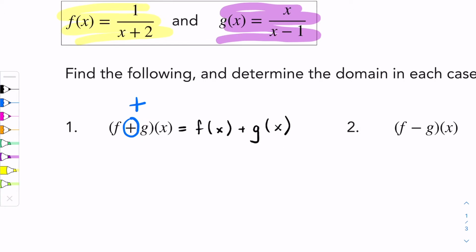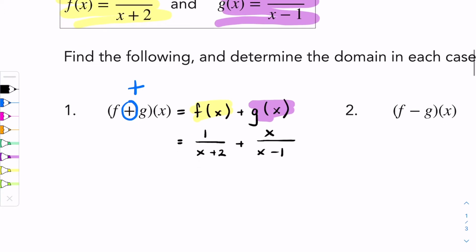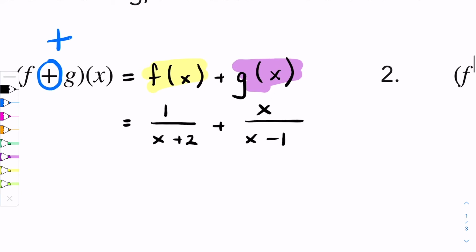We know that f of x is equal to 1 over x plus 2, and we know g of x is equal to x over x minus 1. All right, in order to add these 2 functions together, we're going to have a common denominator. We need the common denominator to include both of these values. These values don't have anything in common, so we're going to multiply each one by the other. Make sure when you're multiplying for a common denominator, you multiply both the numerator and the denominator.